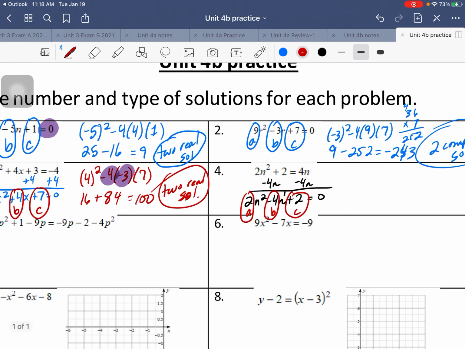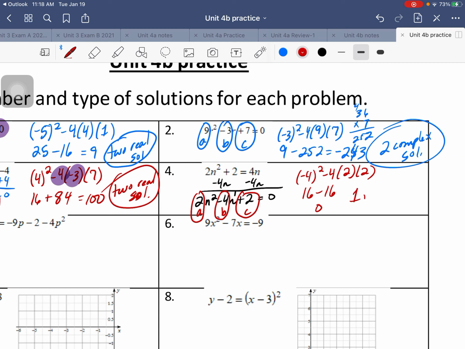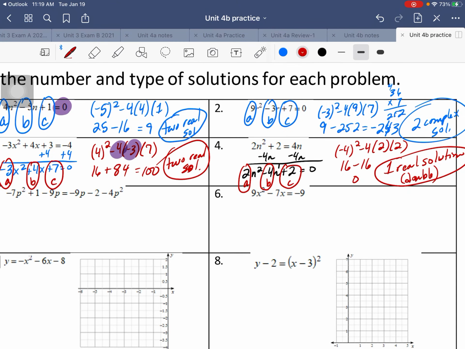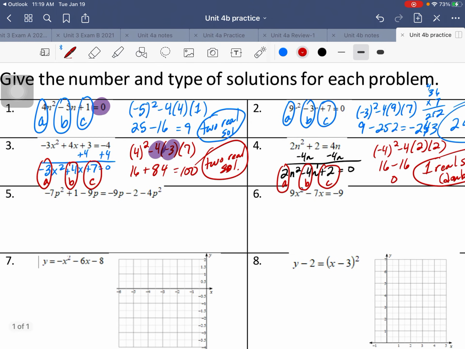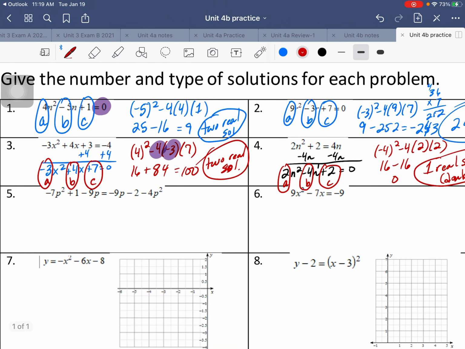So let's do this. We do b squared minus 4 times a times c. So -4 squared is 16, and minus 16 is 0. That tells us there's one real solution, and that the solution is a double. It's called a double solution because the biggest exponent is 2. We know there's going to be two solutions, and because there's only one real solution, it is called a double solution. So whatever the solution is, there's actually two of them.